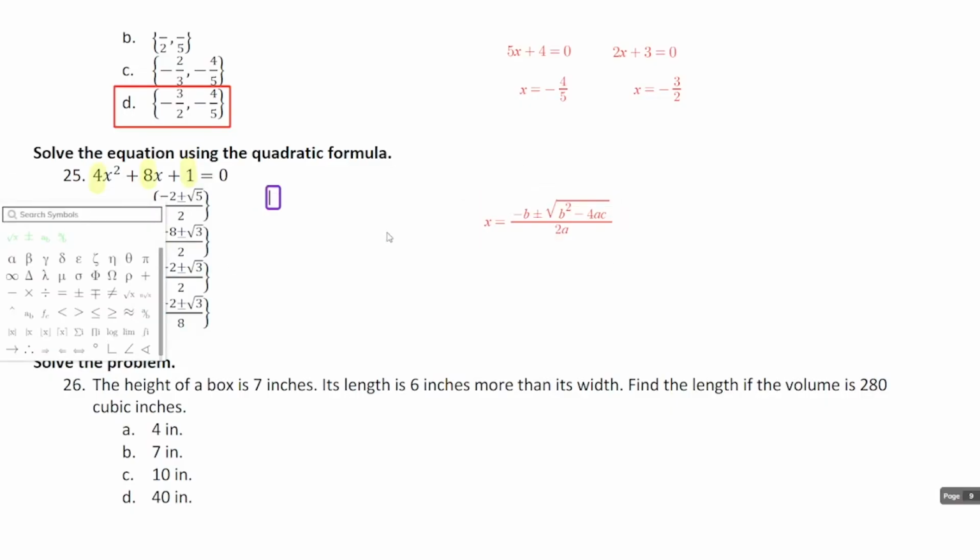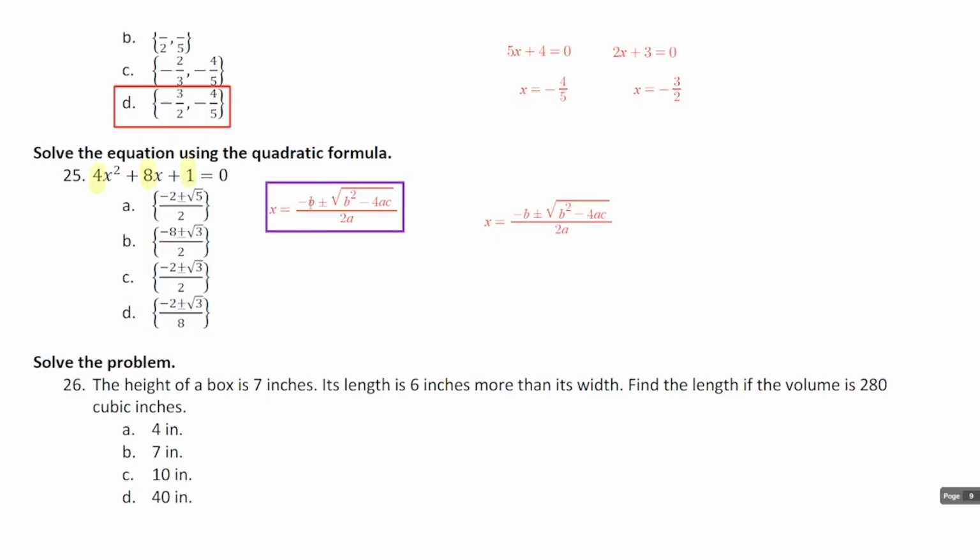I'm just going to copy this over so I don't have to retype it and fill in my a, b, and c. So my b is 8, my a is 4, and then my c is 1. Now this is something that we can basically put in the calculator. It looks like we're going to have to do a little simplifying to get our solutions here, but let's go ahead and start that simplification process.